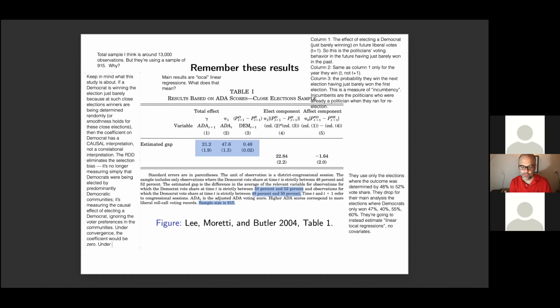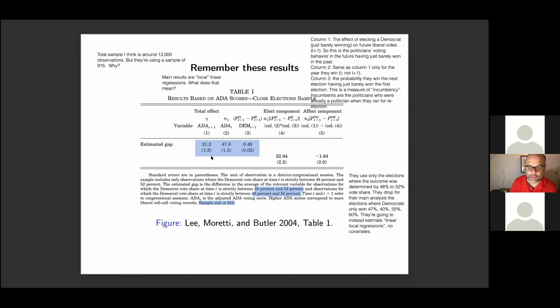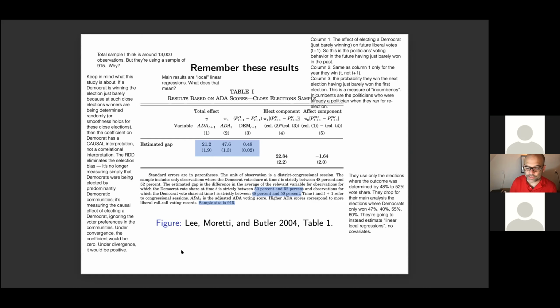Under divergence, it would be positive. And it's positive. So column 1: elect a Democrat, and she will vote 21.2 points higher on the liberal score than the Republican who just barely won in his election. So the control group is the Republicans who barely won themselves. They're getting the 0.49 vote share.